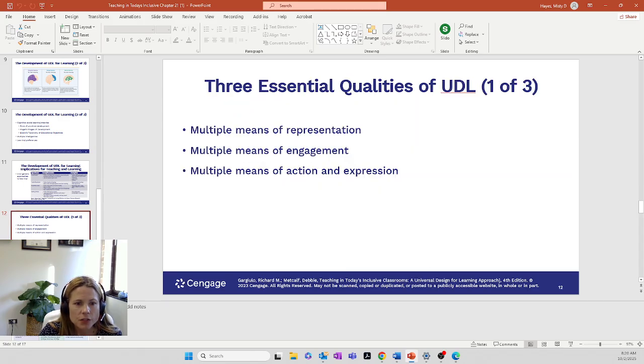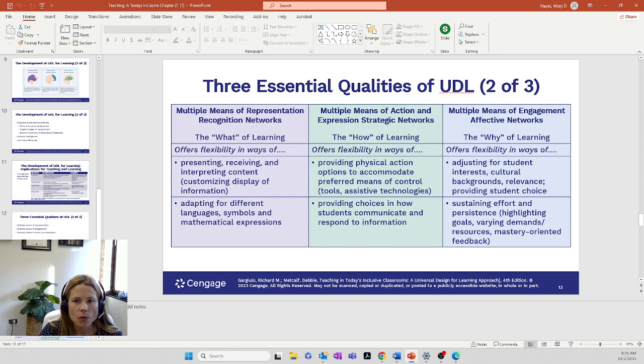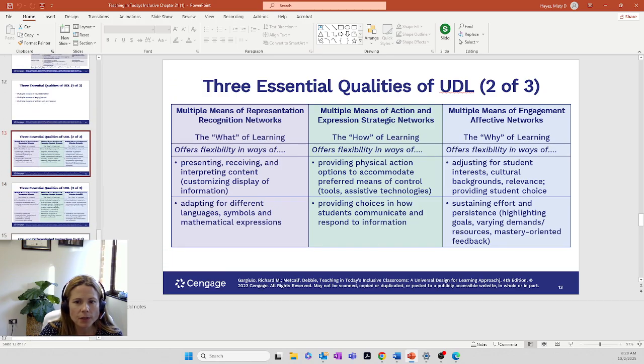Okay, so remember, we said there's three core principles or three qualities. I like calling them qualities because I don't want you to get it mixed up with those principles for universal design. We're specifically looking at those core qualities. It's going to be multiple means of representation. You must have that. You have to have multiple means of engagement and multiple means of action and expression whenever you are designing lessons.